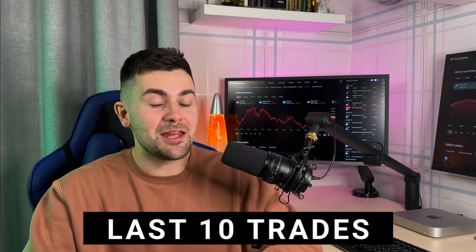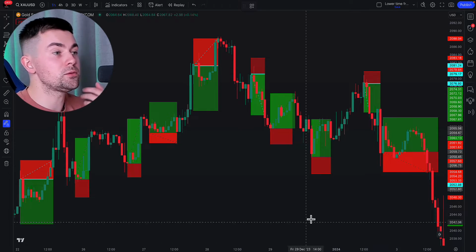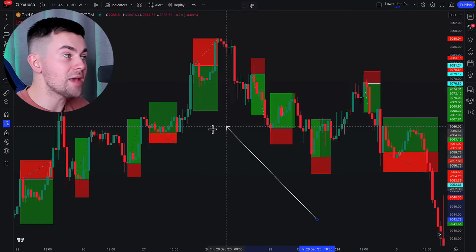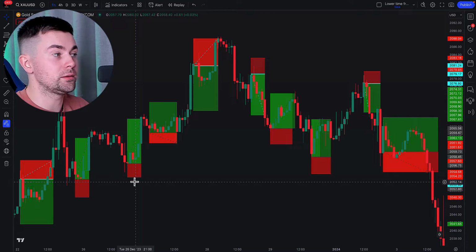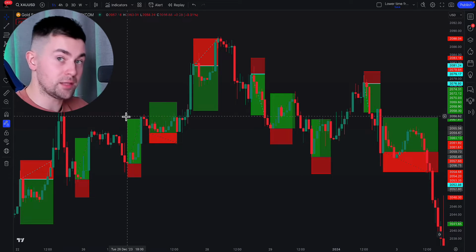First, find the last 10 trades that you took on gold. The more, the better. What you should do, you should open the price chart of gold and you should draw at least the last 10 trades that you took. And you should strictly draw the stop loss of each trade and the take profit.